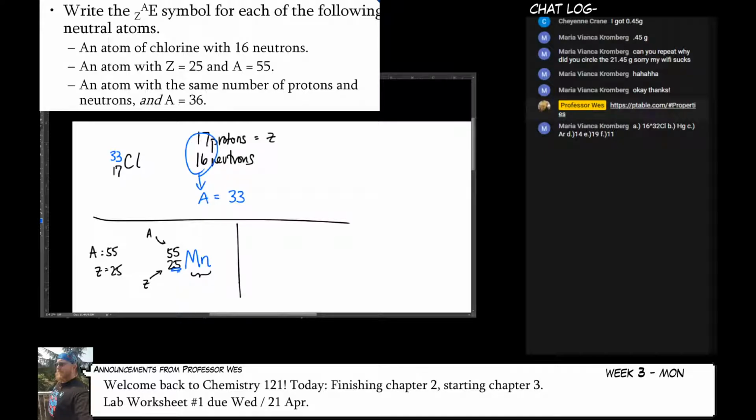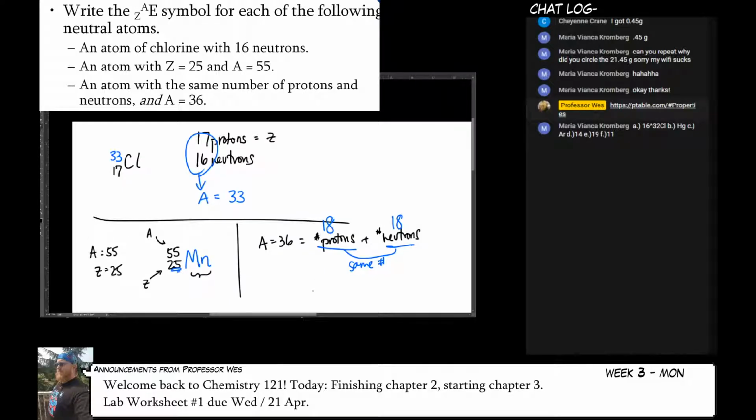All right, let's do the same thing for the next one. An atom with the same number of protons and neutrons, and A is 36. So if A is 36, what that means is that the number of protons and the number of neutrons must add up to 36. But we also know that these are the same number, right? Which means that each must contribute a half. So they must be 18 for each.